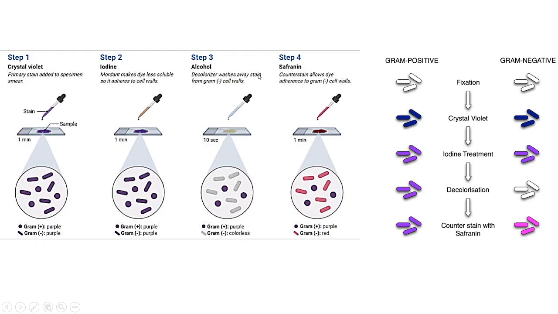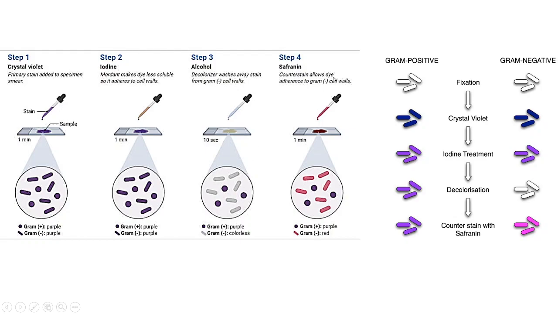Then we add a decolorizer, which is alcohol. What happens when you add alcohol? The alcohol decolorizes and washes away the stain from the gram negative bacteria. So now the gram negative bacteria is colorless, and the gram positive bacteria has retained the stain, which is purple.